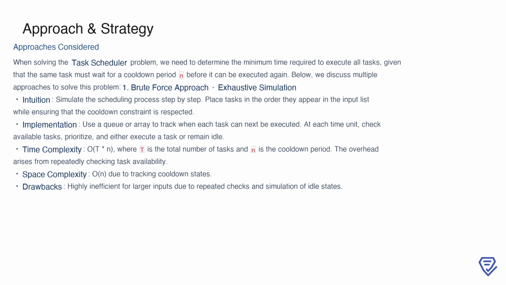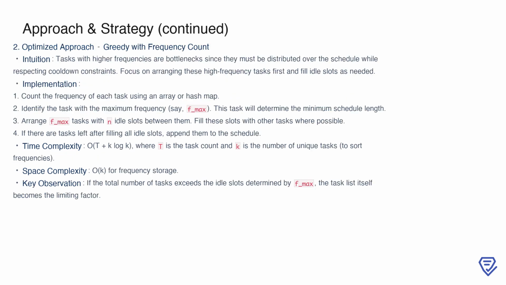While this method is conceptually simple, it becomes highly inefficient as the input size grows, especially when there are many idle states to be simulated. Now, let's consider a more optimized approach based on a greedy strategy combined with frequency counts. The intuition here is that tasks with higher frequencies act as bottlenecks in the schedule, as they must be spaced out to satisfy the cooldown constraint. By prioritizing these high-frequency tasks, we can minimize idle slots and distribute the workload more effectively.